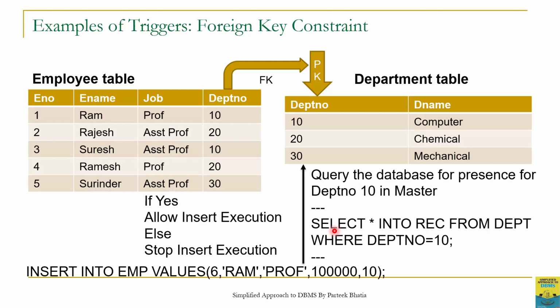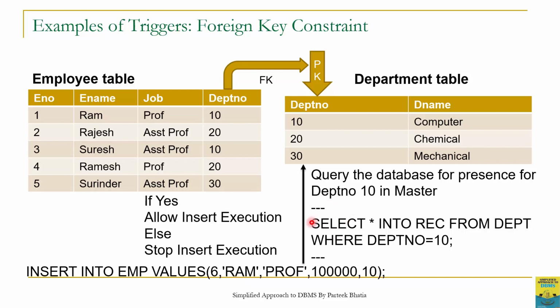So the PL/SQL code to ensure this will be like this: select * into REC from department where department number equal to 10. Here we are inserting a record in the imp table, but this will make a query on the department table for the presence of a record for department number 10 in this table. If the record is found, then this insert statement is allowed to execute, else this insert statement will be stopped and an error will be returned to the calling environment.